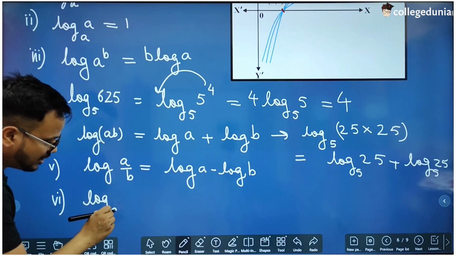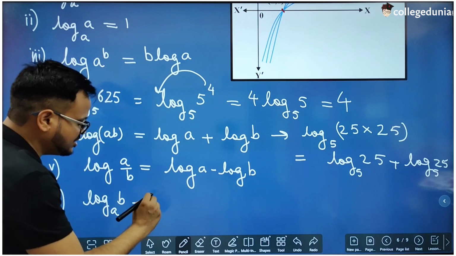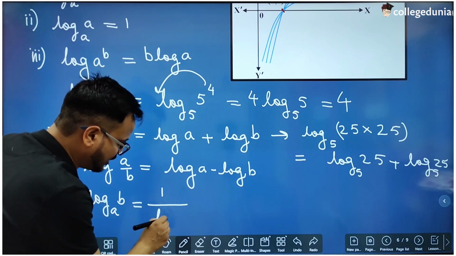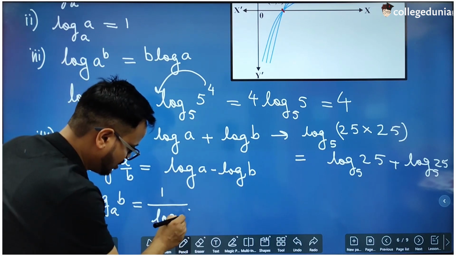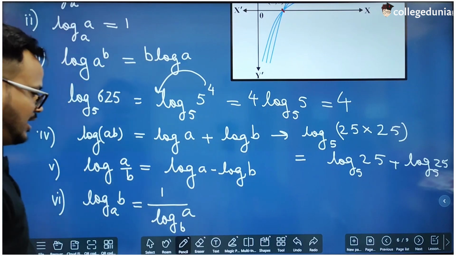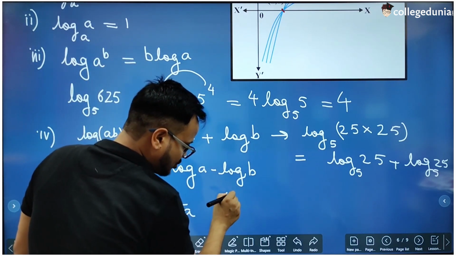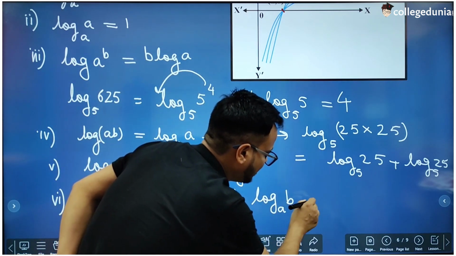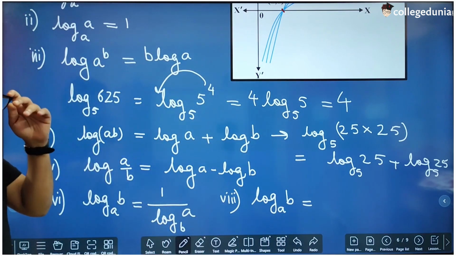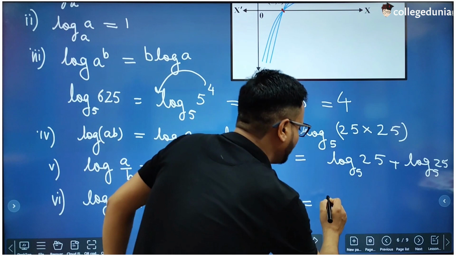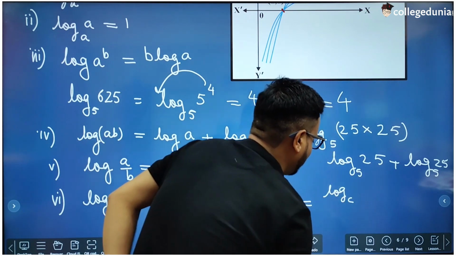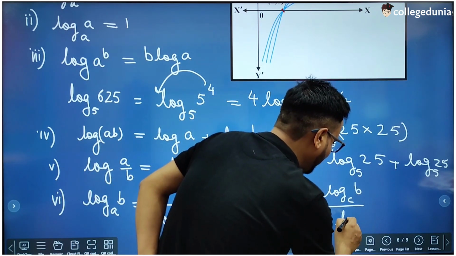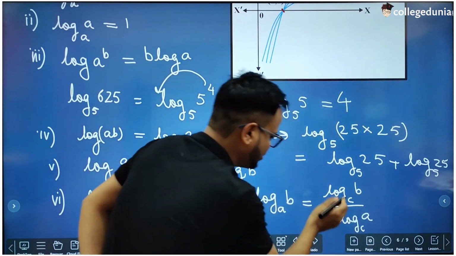Now, next property, if we change these two numbers, then we have to take the reciprocal of the log, right? And the last property that we have to use in class 12th very rarely, that is the introduction of the new base, but this will be very important to remember some formulae of differentiation. Suppose we have to introduce a new base c. So for that we will write, for log base a of b, we will write log base c of b divided by log base c of the original base a.